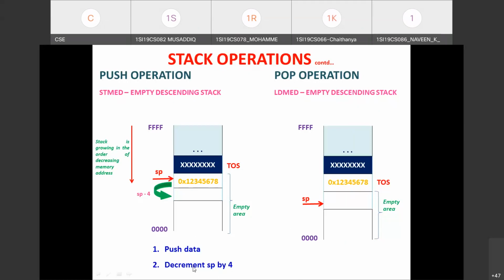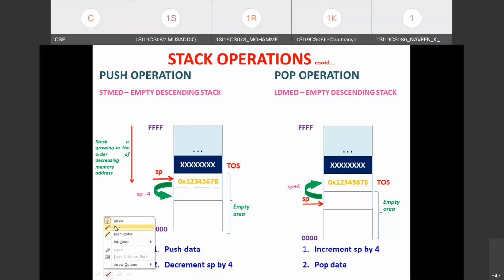See, in push it is decrement SP by 4. In case of pop, first we are going to increment SP by 4 so that it points to the last element inserted, and then go for popping the data. Okay, so this is LDMED. So with these two statements, I think you can easily guess the equivalent STM instruction. So it is STM, push the data, then decrement. What is the addressing mode? STMDA. Yeah, decrement after.